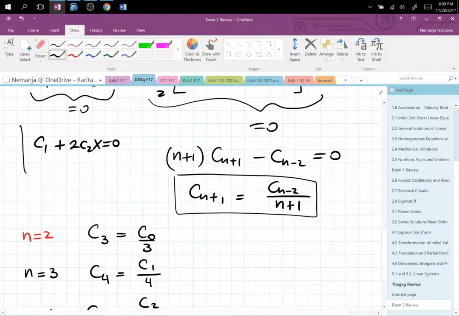We don't have C0 in this one. We only have C1 and C2. Well, because you split them out. Is that what you're supposed to do? Well, I got the right answer.